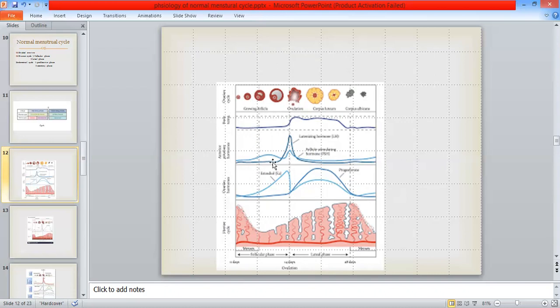Now, this graph is showing the follicle stimulating hormone, this light one, and this dark one is the luteinizing hormone. So when folliculogenesis started, the FSH level, the follicle stimulating hormone level, rises in the first day of the menstrual cycle, when estrogen, progesterone, and inhibin levels are low.